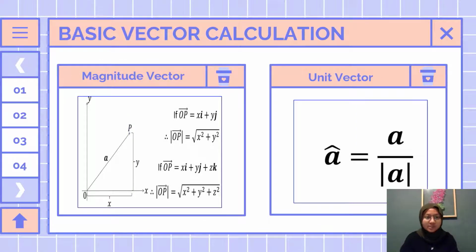Basic vector calculation. Firstly is magnitude of a vector. If OP equals xi plus yj, magnitude of OP equals square root of x squared plus y squared. And if OP equals xi plus yj plus zk, magnitude of OP equals square root of x squared plus y squared plus z squared. Next is a unit vector. A unit vector is a dimensionless vector with a magnitude of exactly 1. Unit vectors are used to specify a direction and have no other physical significance.